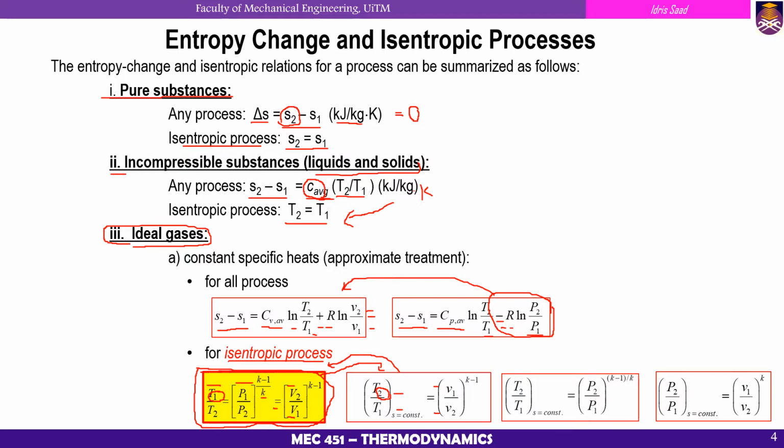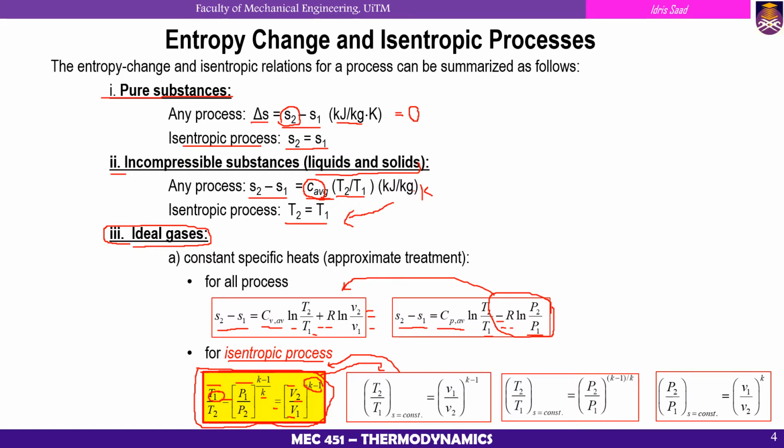So if you see this one T2 and that one T1, this one is basically V2, and now the equation becomes V1. Similarly, this is to the power of K minus 1, and this is also to the power of K minus 1. So this is the relationship between the temperature and the volume. As I told you earlier, V1 over V2 we call the compression ratio. The next one is the relationship between temperature and pressure.